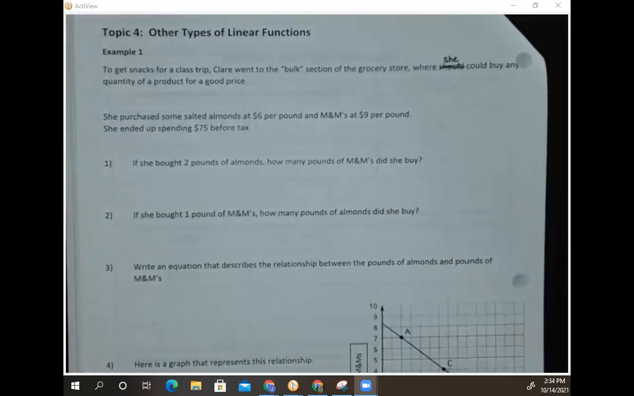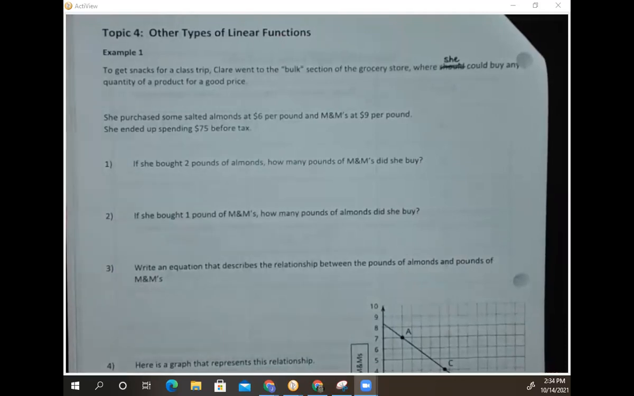So she purchased some almonds for $6 per pound and M&Ms for $9 per pound, and she ended up spending $75 before tax, okay? A couple of you are making the same face that some of my earlier students made, because only in a math problem does somebody spend $75 on M&Ms and almonds.